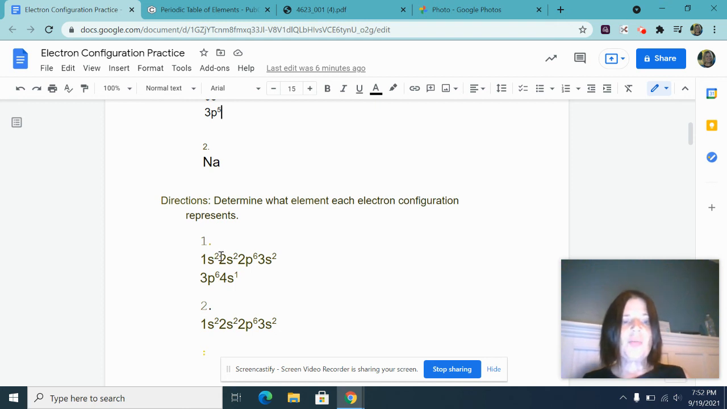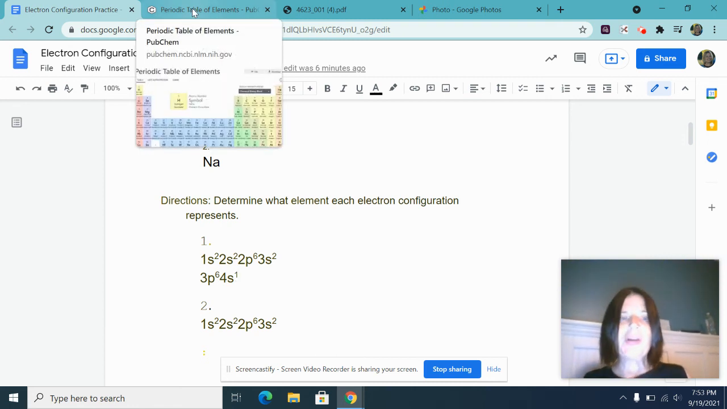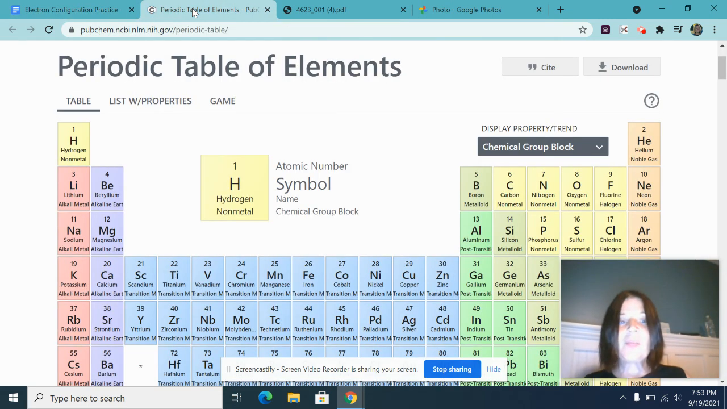So if I take 2 plus 2, I get 4, plus another 6 is 10, plus another 2 is 12, plus another 6 is 18. And then if I add one more, my atomic number should be 19, because that would tell me that I have 19 electrons sitting outside the nucleus of this particular atom. So what element on the periodic table has an atomic number of 19? It is indeed potassium, right?